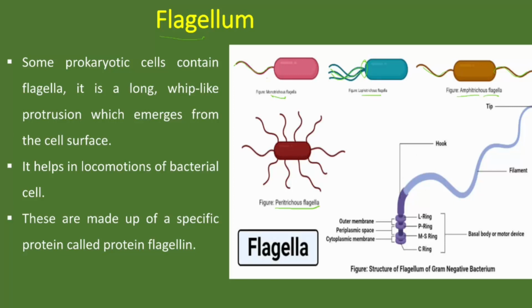Here you can see a detailed structure of the flagellum. It is attached to the cell with the help of a hook, and this is the filament and this is the tip. Some prokaryotic cells contain flagella. It is a long whip-like protrusion which emerges from the cell structure. It helps in locomotion of bacterial cells, so the basic function of flagella is the locomotion of the bacterial cell. These are made up of a specific protein called flagellin. Flagellin is the protein which is present in the flagella.